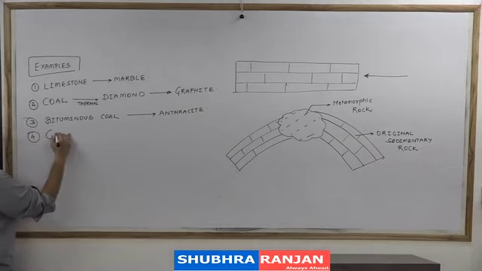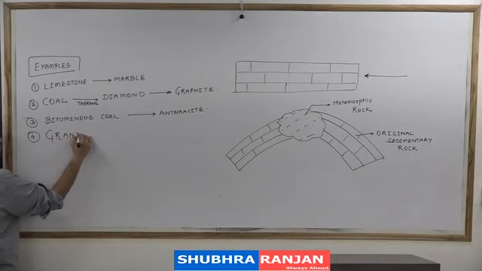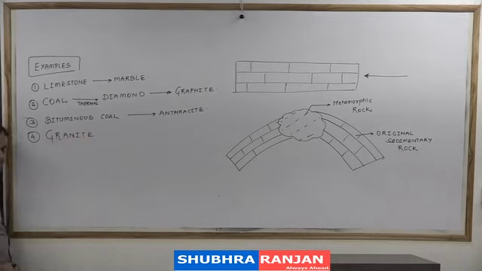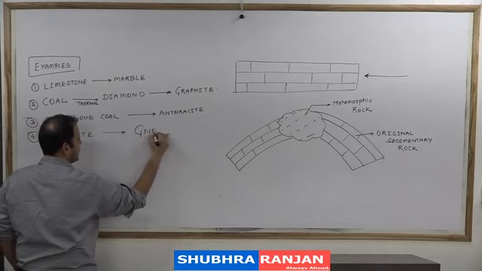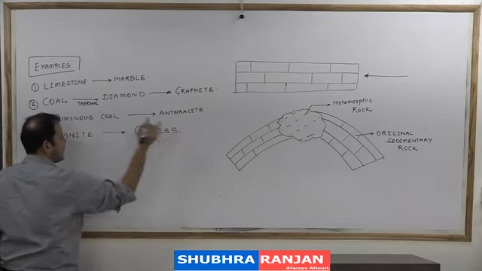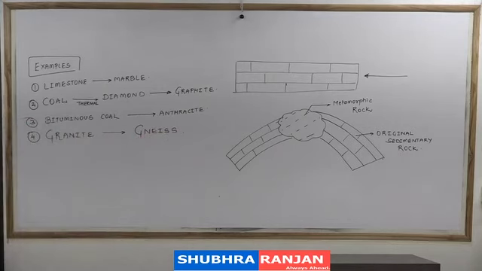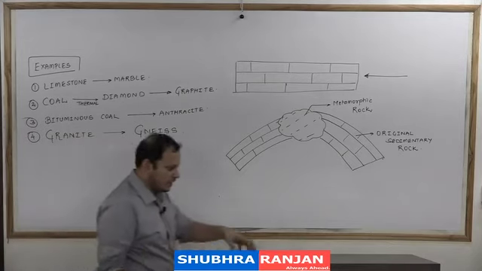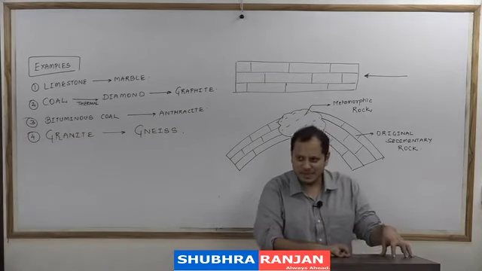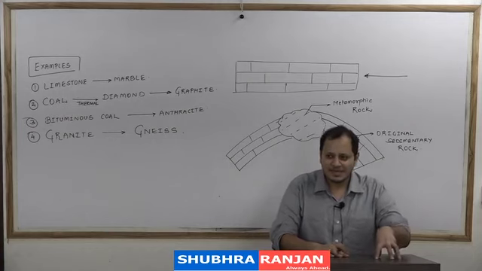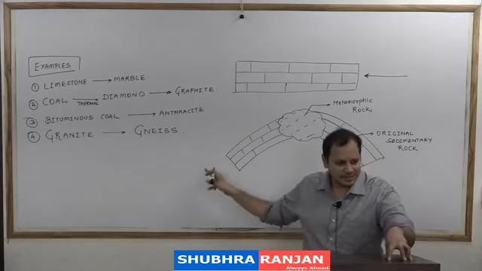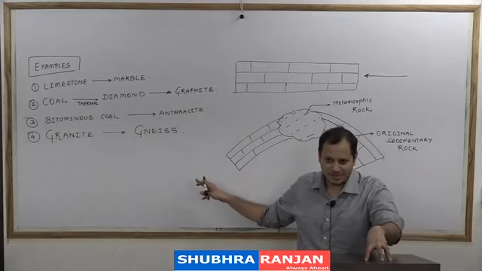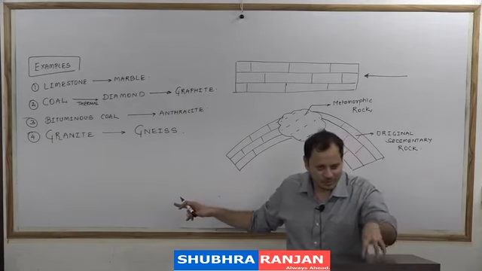Granite, which is an original igneous rock, is converted into gneiss. So in Indian geography we will say that the Himalayas are dominated by gneiss. Why? Because the original granite, continental crust, has now got converted into gneiss.